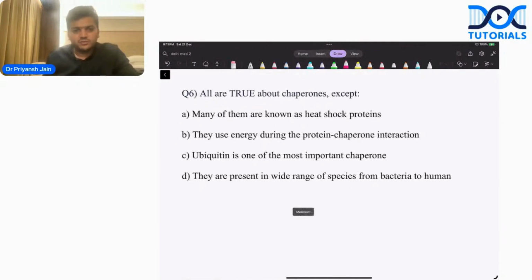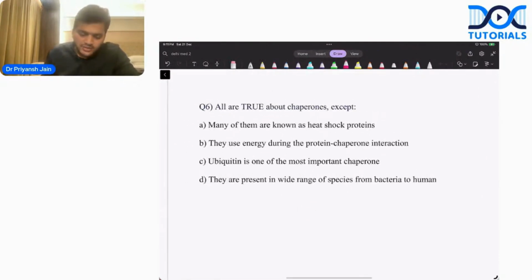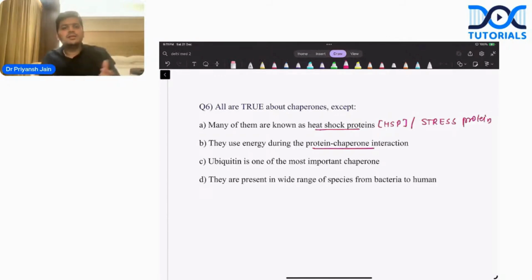All are true about chaperones except, many of them are known as heat shock protein. Yes, they are called heat shock protein, HSP. They are also called stress protein. Chaperones are called the heat shock protein or the stress protein. They use the energy during protein-chaperone interaction. Yes, when the protein is going to be folded by the chaperone, it requires energy.